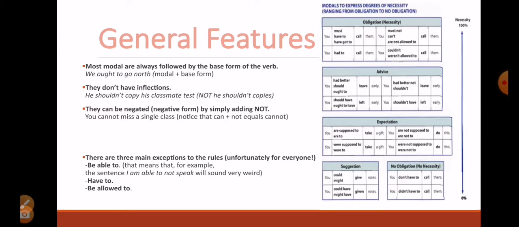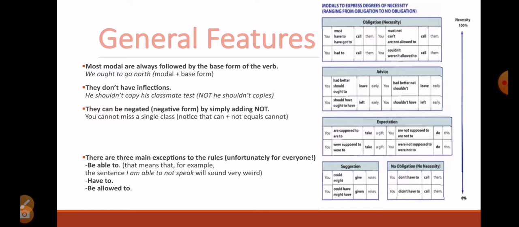There are three main exceptions to the rules, unfortunately for us. Don't be confused, grade 7, because they are easy. We have be able to, which is not actually a modal verb, but it helps the verb can to form its other tenses in order to talk about ability. We have have to, like for example with he, she, it, you say has to. In the negative present simple, you say don't or doesn't have to. Past simple negative, didn't have to. And in the interrogative, again, you use do, does in the present and did in the past.